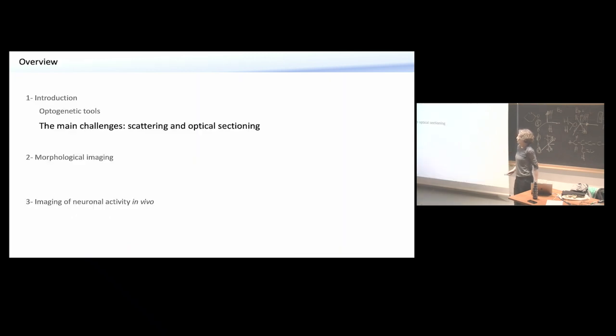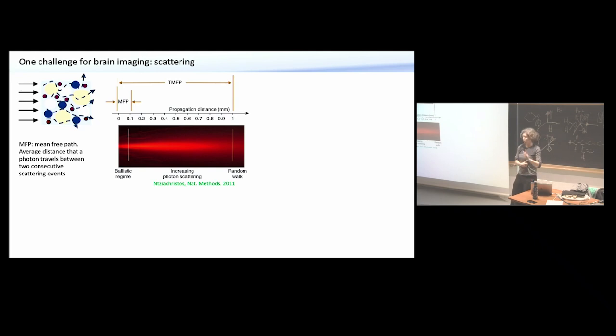Okay, so we are happy we have these optogenetic tools. Now we need to use them to look at the brain, but we have to face some challenges. We already heard about them in the previous talk. The two main challenges for imaging the brain are scattering and the need for optical sectioning. Just a brief reminder, we saw this figure already yesterday.